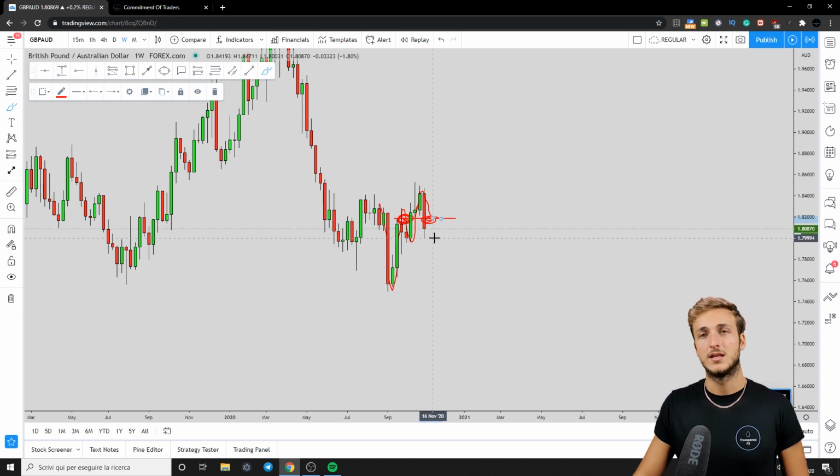And we can see that the market not only created the completion that we wanted to see, but also did it with quite strong bearish momentum, creating a very strong move to the downside.